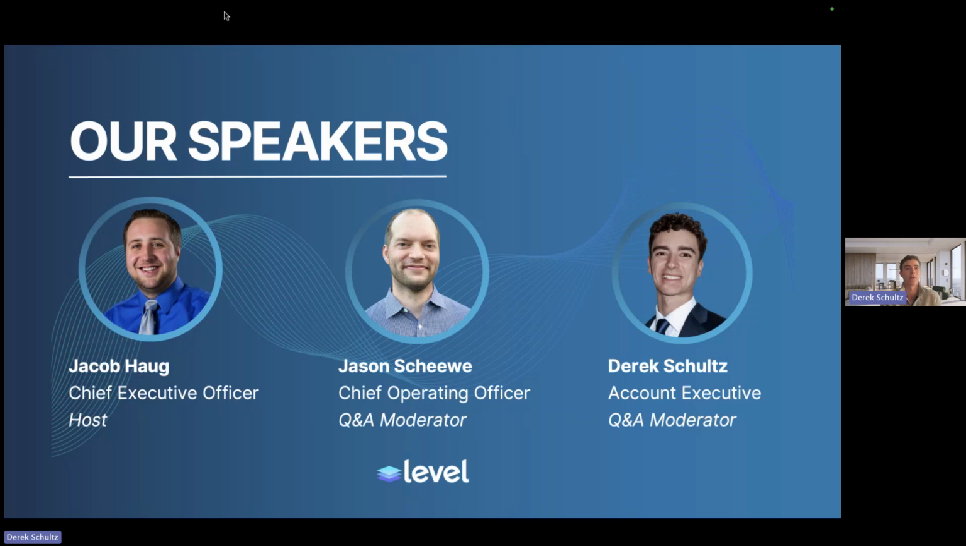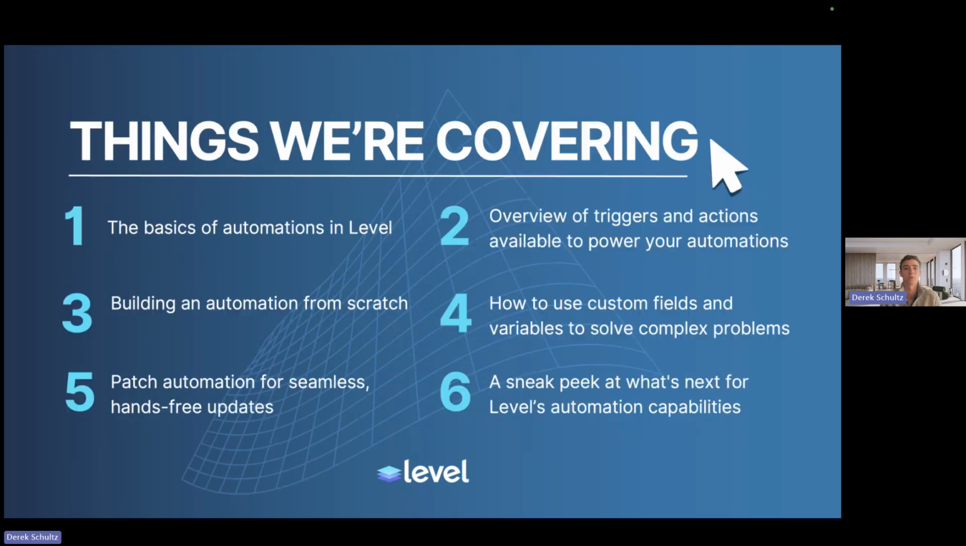My name is Derek. I'm an account executive here at Level, but some things we're going to be covering today. I'll start off with just a brief history of Level, who we are, what we're trying to do here. And then I'll pass it off to Jacob, and he'll be covering the basics of automations, showing you some of the triggers and actions you have available in Level. We'll also be building an automation from scratch and showing you how to use some of the custom fields and variables to tackle some of the more complex problems we see in automations. We'll also be covering a little bit about patch automations, and Jacob will be doing a sneak peek into what's next with Level's automation capabilities.